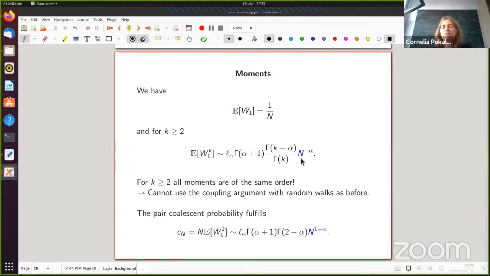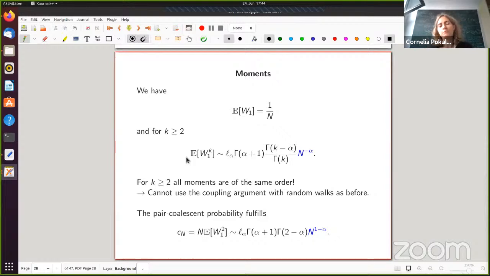So we cannot use this coupling with random walks. The reason is that these moments give the probability that, if I have k individuals, they all choose the same parent. If we multiply this by n, these probabilities do not decrease with n, but they stay the same. So all these coalescence events are important.